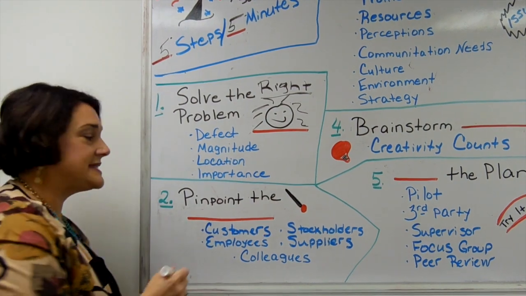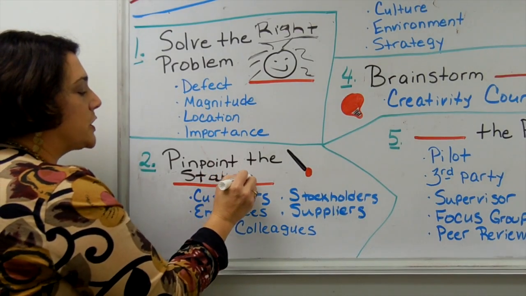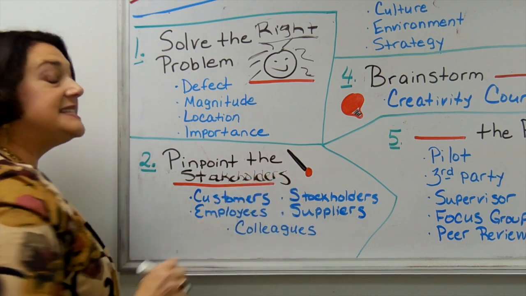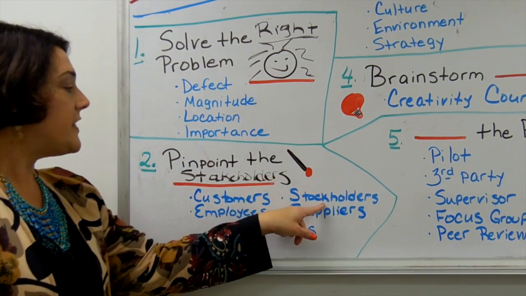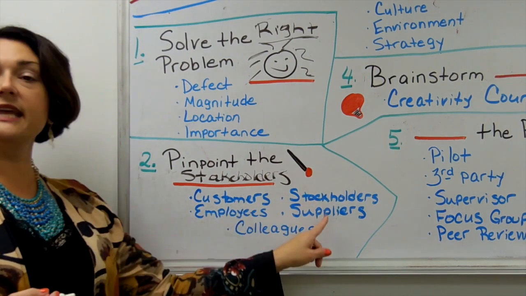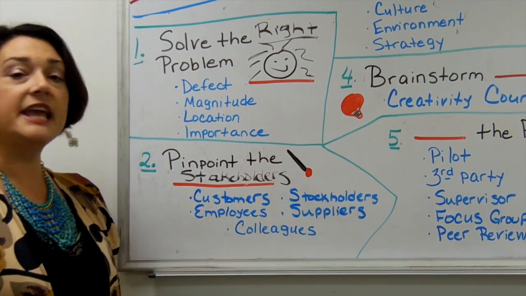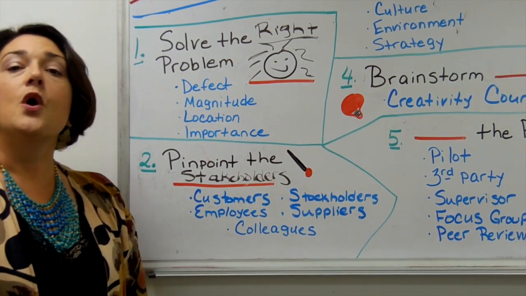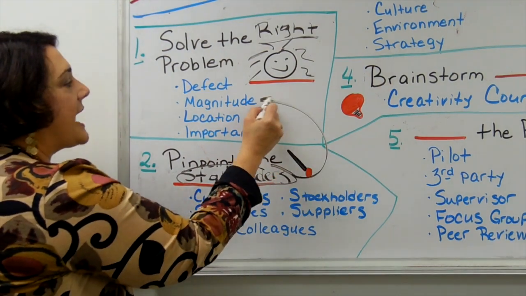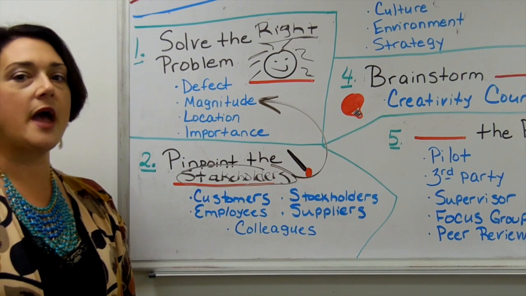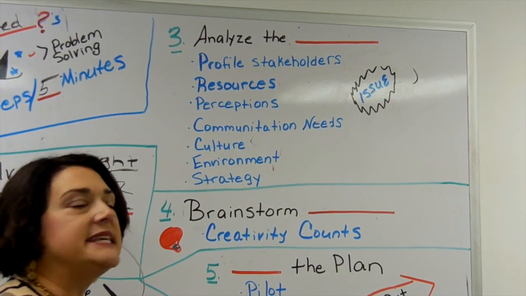So the second step, I say, is pinpoint your key stakeholders. And stakeholders come in lots of different forms. They can be customers, they can be stockholders, employees, suppliers, or colleagues, or any combination of any of these. We need to figure out who is the group that's going to be impacted by this problem when you describe it. Third step, we need to analyze the issues.